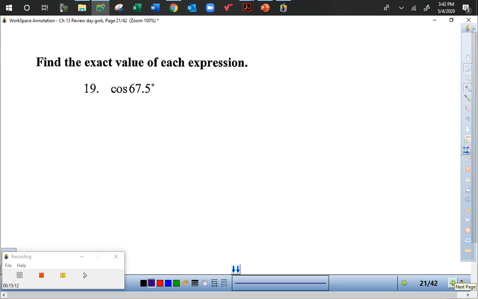All right, this one is very similar. It's all yours. Pay attention to those things that you're supposed to look out for. Pause the video.